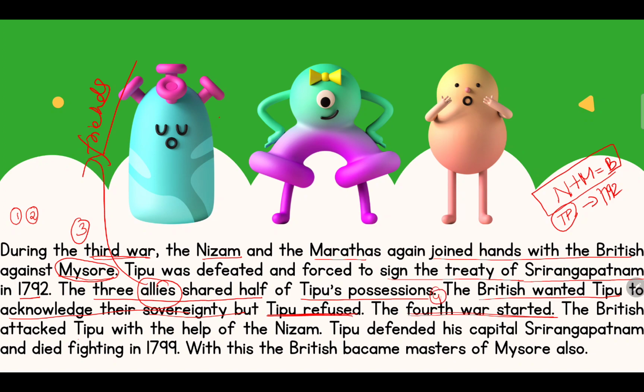Now what happened in the fourth war? The British attacked Tipu with the help of Nizam. Tipu defended his capital Srirangapatam and died fighting in 1799.